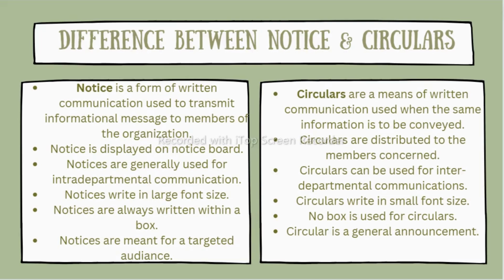As we have understood the meaning of circulars and notices, now we will talk about the differences between circulars and notices. Here, a notice is a form of written communication which is used to transmit informational messages to members of the organization, whereas circulars are a means of written communication which is used when the same information is to be conveyed to a number of people. The second point is that a notice is displayed on a notice board where everyone can see and go through its contents, whereas circulars are distributed to the members concerned.